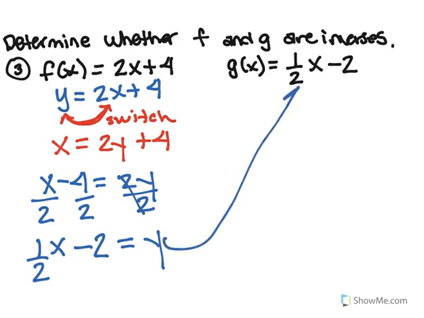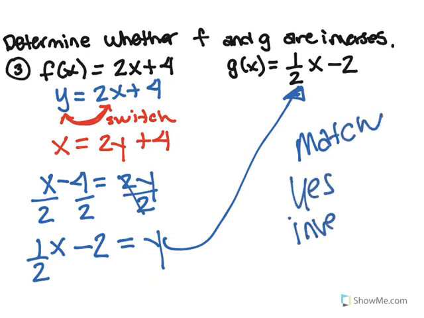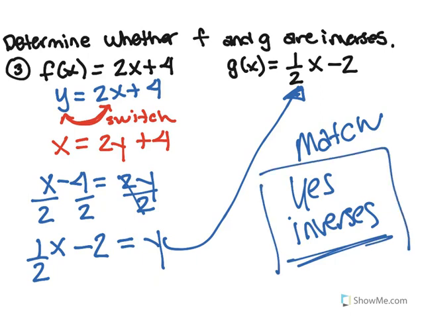Then I'm going to look at my g function. Do they match? 1/2 x minus 2, 1/2 x minus 2. They match, so yes, they are inverses. Okay? That's the easiest way. I would switch places with x and y, and then solve for the y, and see if it matches what the g function says.